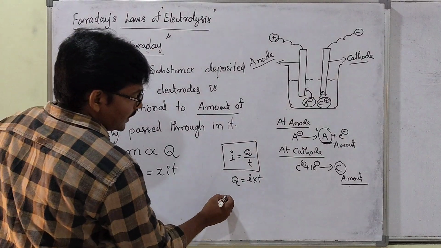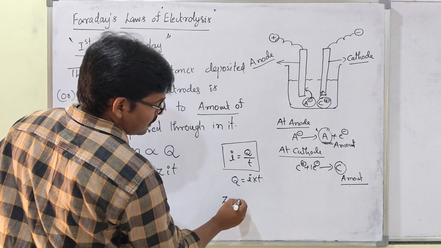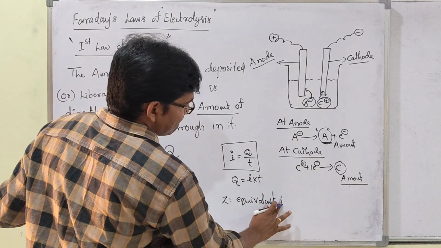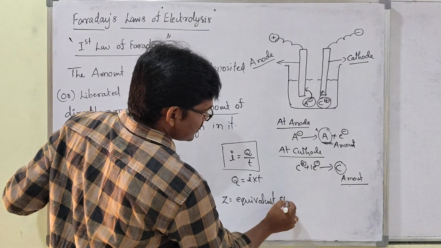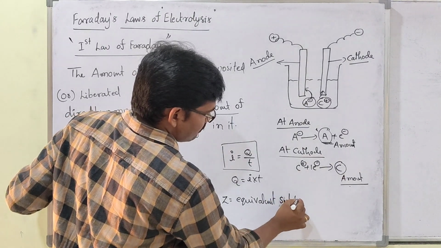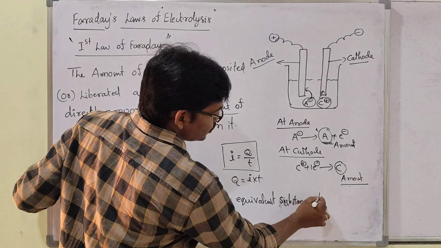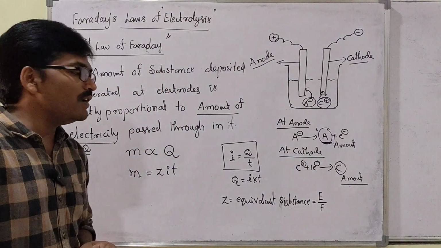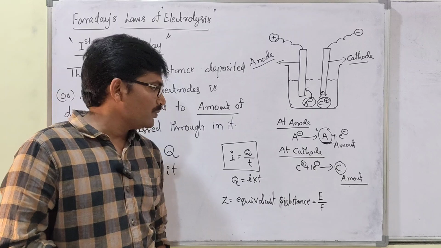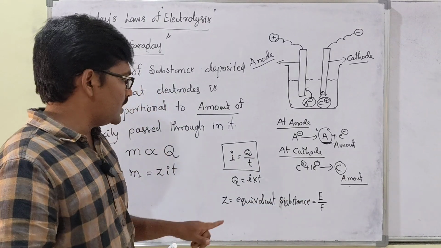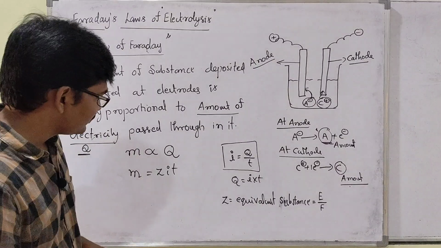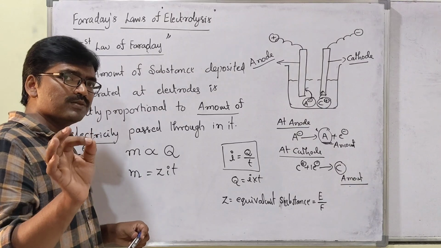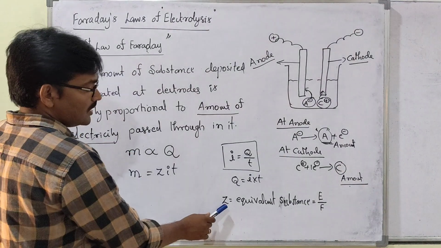So what is Z? Z is the electrochemical equivalent of the substance. It equals the equivalent weight divided by 1 Faraday of charge. When 1 Faraday of charge passes through the electrolyte, 1 equivalent weight of the substance is formed. That is what we call Z. So the amount of substance produced when 1 Faraday of electricity is passed is called Z.